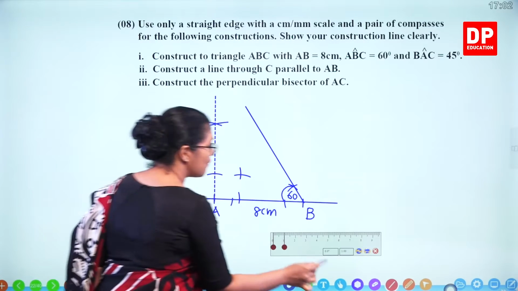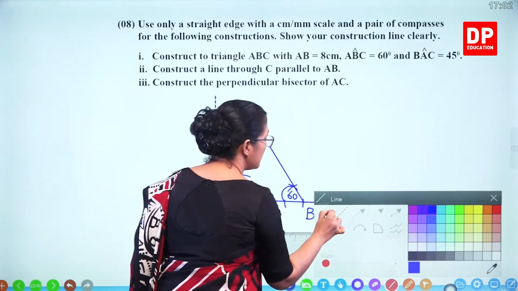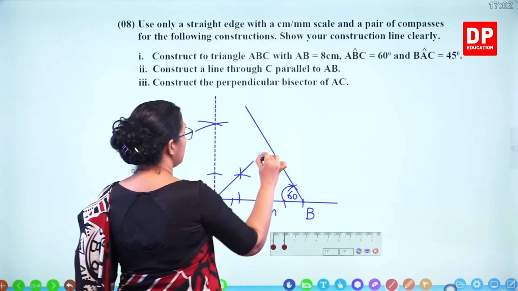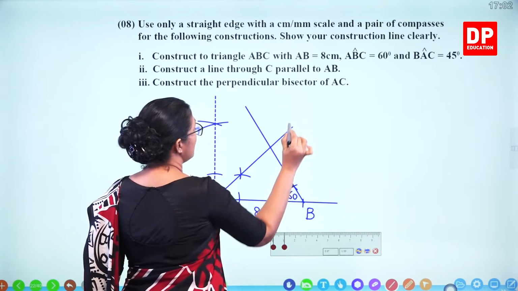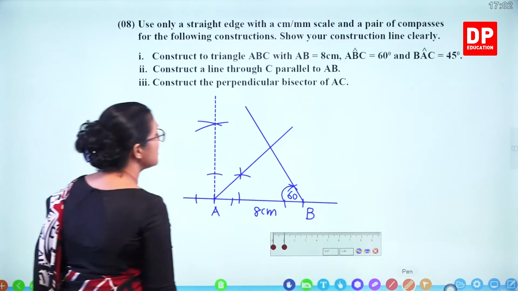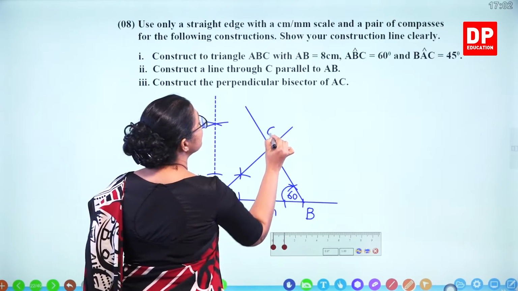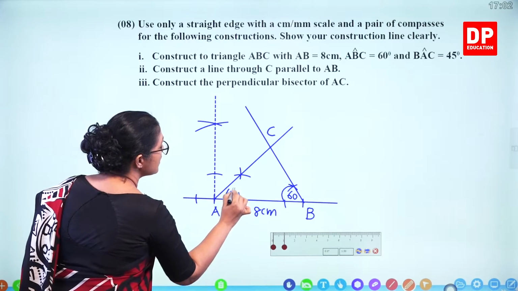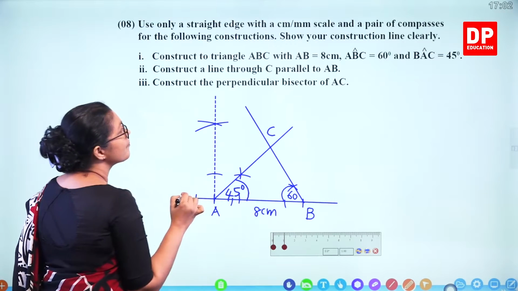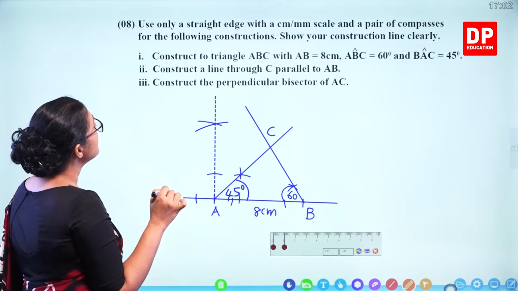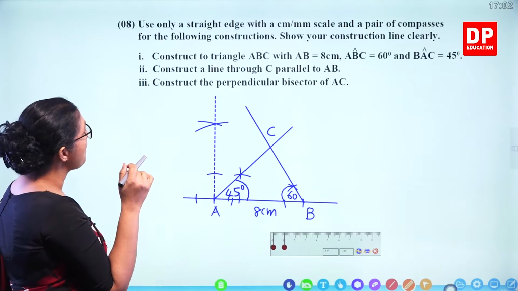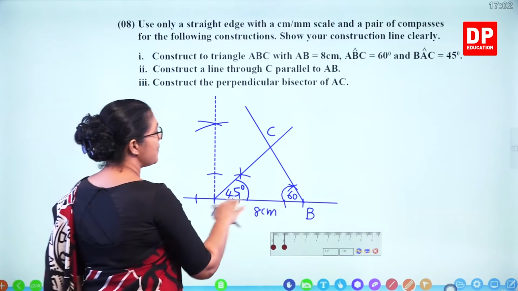Now we have 45. Now you can draw the line. This is 45. So the intersecting point is C. So this is 45 degrees. Construct a line through C parallel to AB.